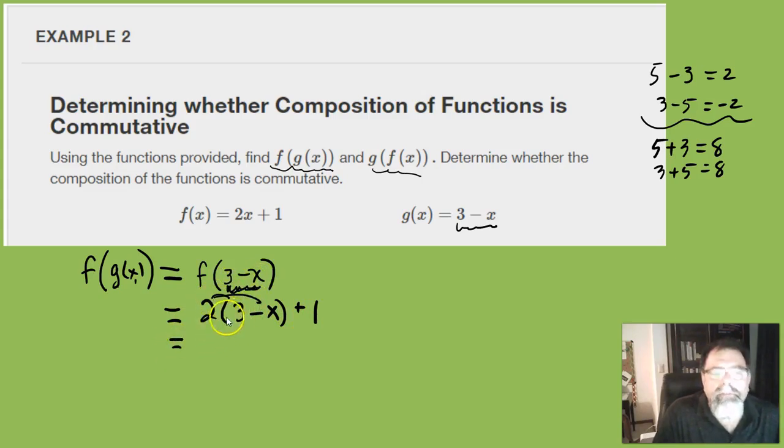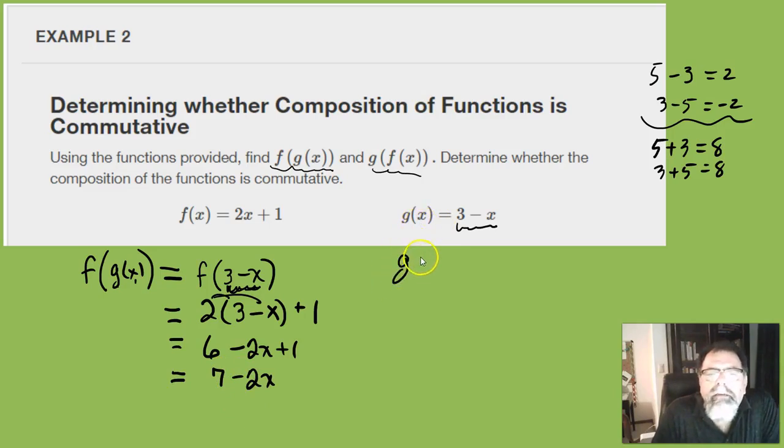So distribute the 2. We get 6 minus 2x plus 1. And then 6 plus 1 would be 7, and then the minus 2x. All right, now let's switch it around. Let's do g composed with f of x.